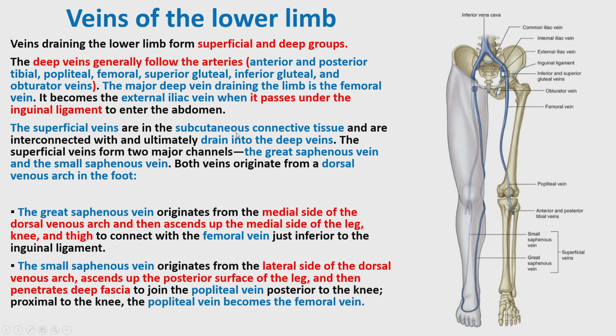Very important, remember that superficial veins are interconnected with the deep veins via specific veins which are called perforating veins. So the superficial veins are always interconnected with the deep veins that we mentioned, the anterior and posterior tibial, popliteal, femoral, superior gluteal, inferior gluteal, obturator. We are going to discuss that.